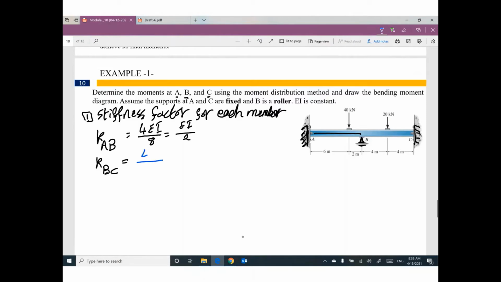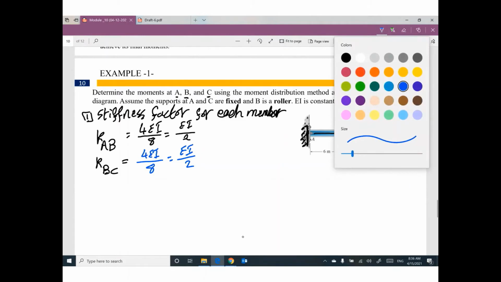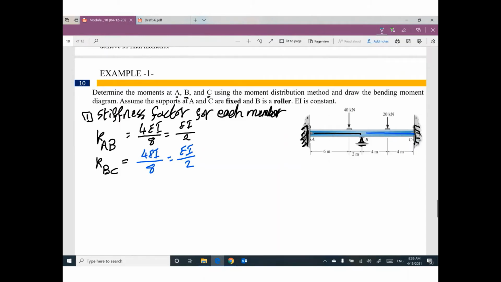Okay, 4EI divided by L. What is the length of this member BC? 8. Wow, good. If you would like to simplify it, EI divided by 2. Any question about the first step? Looks good. Second step.